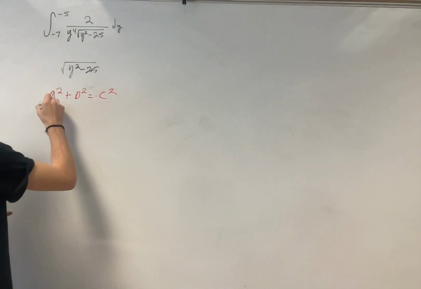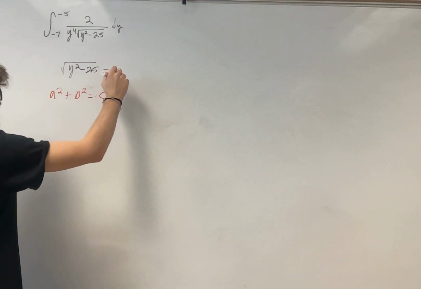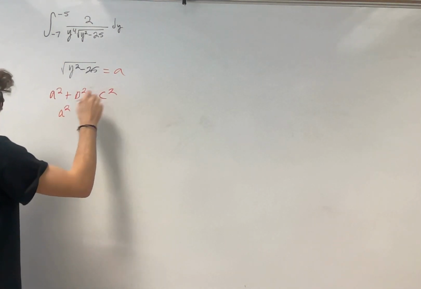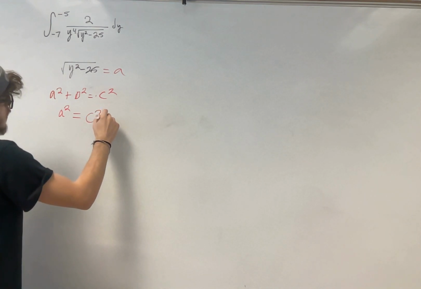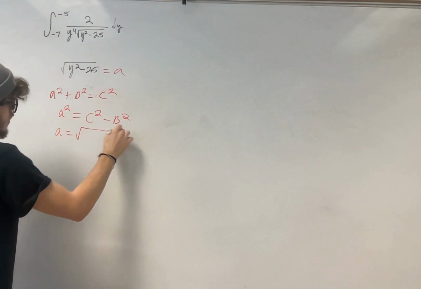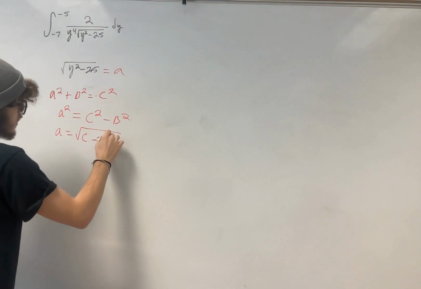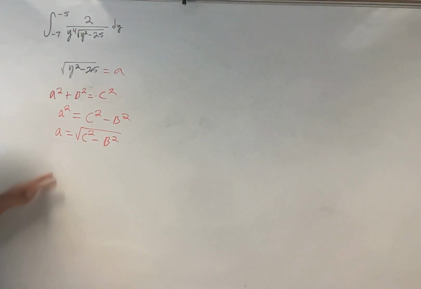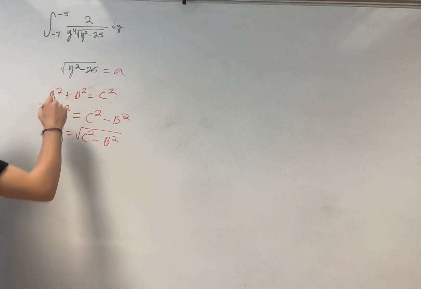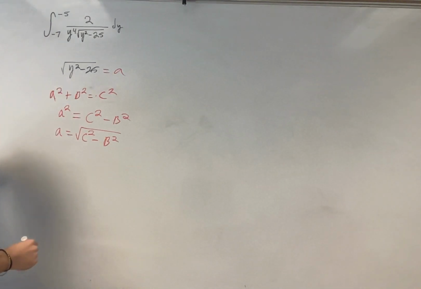So we're actually solving for a here. This would be equal to a, and I'm going to prove why. So a squared, and we're going to subtract the b over, equals c squared minus b squared. And then to get a, we just take the square root. Notice here we have a completely analogous equation, right?